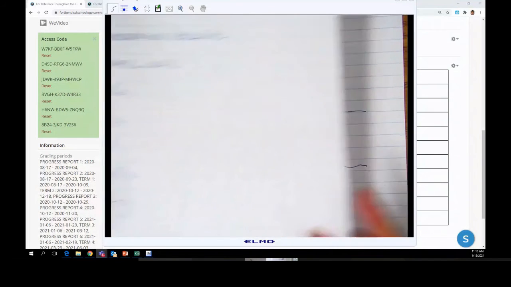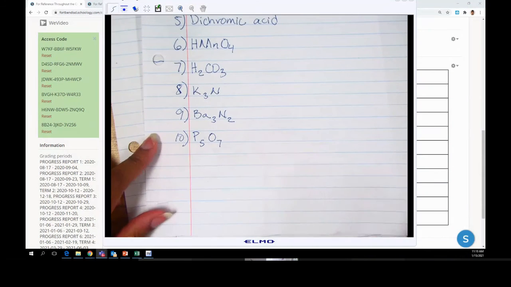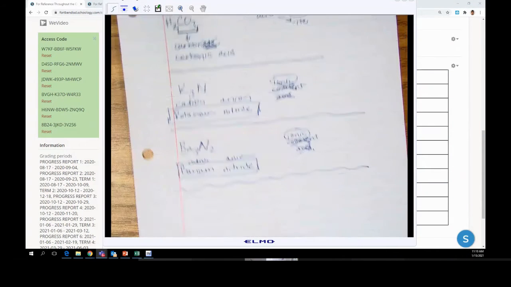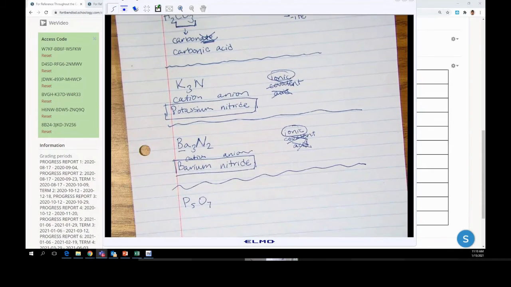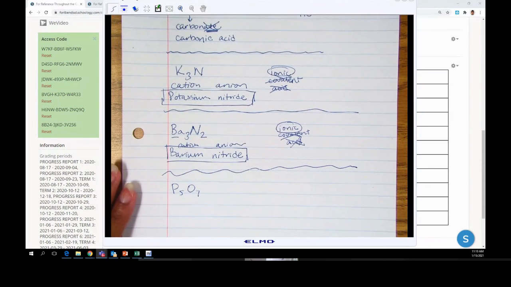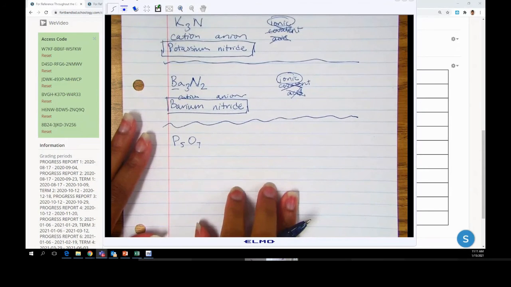Last one. All right, the last one we have is P5O7. I wonder if any of these, some of these might come up in the assessment. I can't remember. That would be handy, huh?